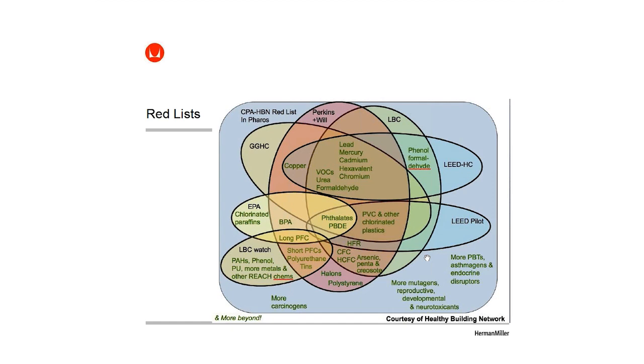So this is a list that Tom Lent put together from the Healthy Building Network. And you can see a whole bunch of circles. There's a lot of different chemicals of concern. Each independent circle is a list of chemicals of concern from people that we sell product to. And you'll notice that there's a lot of them. Some of them overlap, some of them do not.